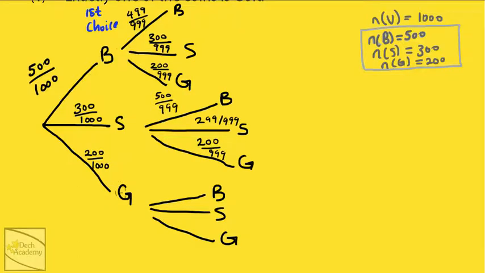Here, gold is chosen first, so there will be 500 bronze coins out of the remaining 999. Here, there will be 300 silver coins out of the remaining 999 coins, because out of the 1,000 one has already been chosen, the gold one. Here, a gold coin has already been chosen, so there will be 199 gold coins left out of the remaining 999 coins. And now we're pretty much done with the tree diagram because we labeled all the probabilities.